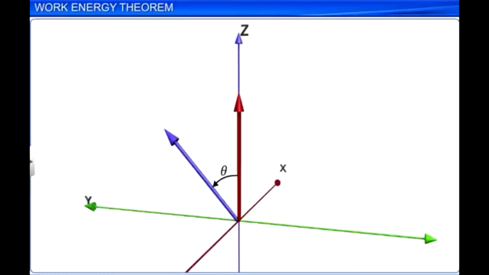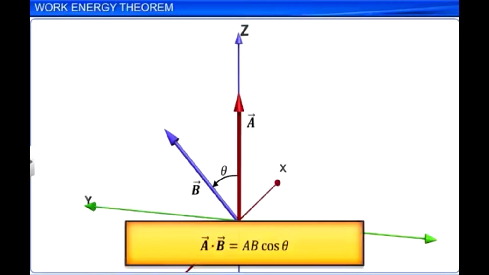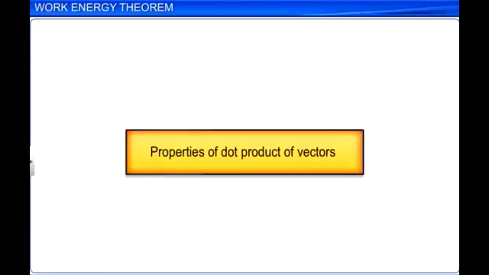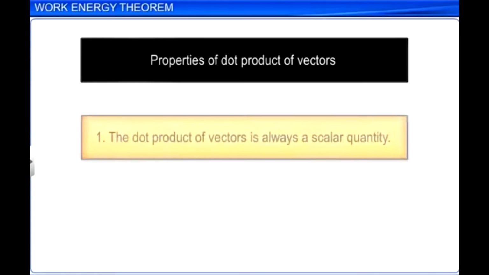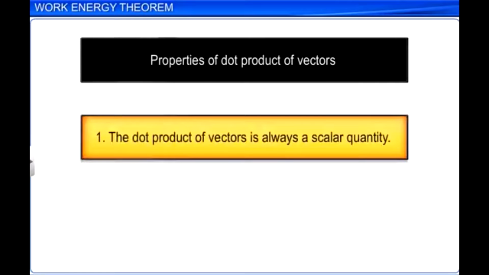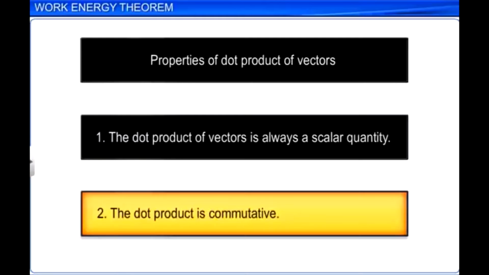The dot product of two vectors A and B is equal to the product of the magnitudes of the two vectors and the cosine of the angle between the two vectors. The result of a dot product is always a scalar. Now, let's see some properties of the dot product of vectors. 1. The dot product of vectors is always a scalar quantity. 2. The dot product is commutative.